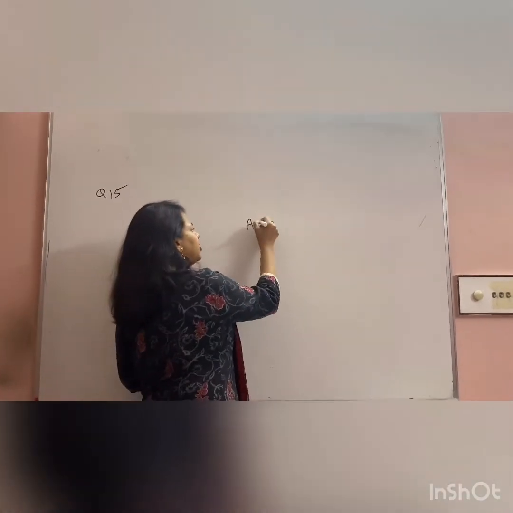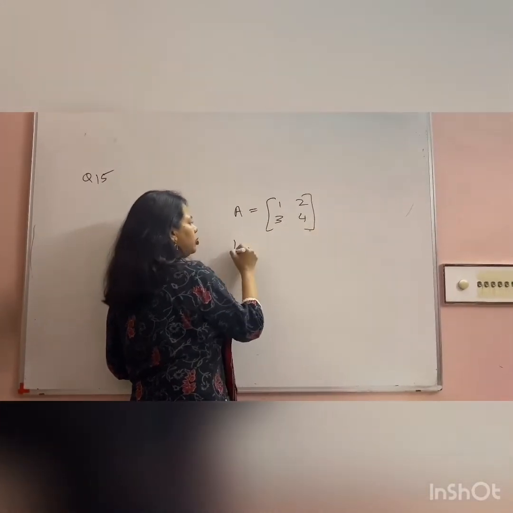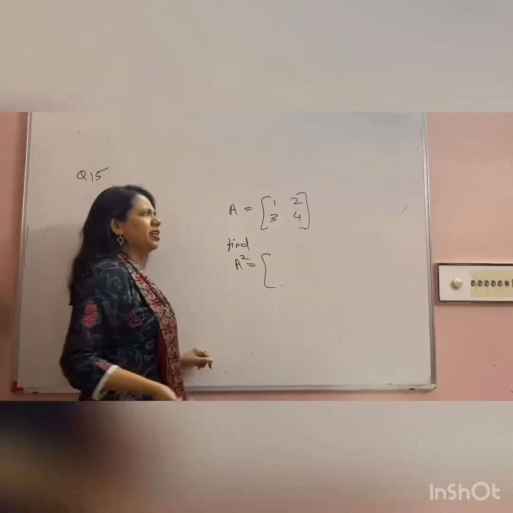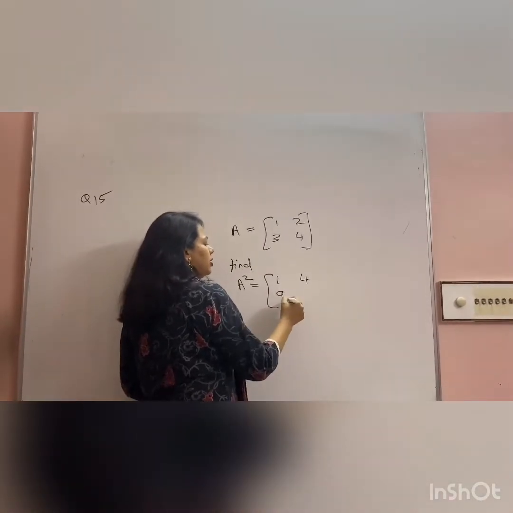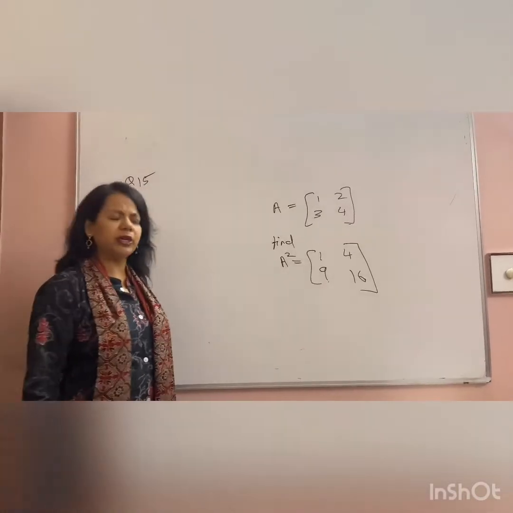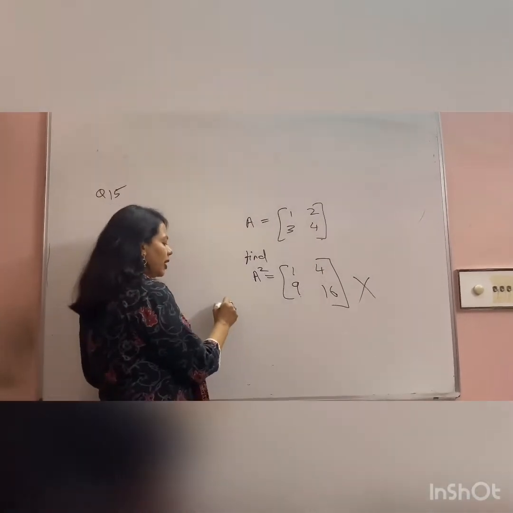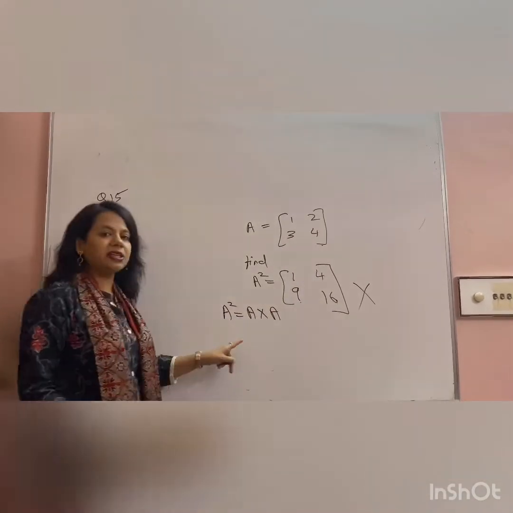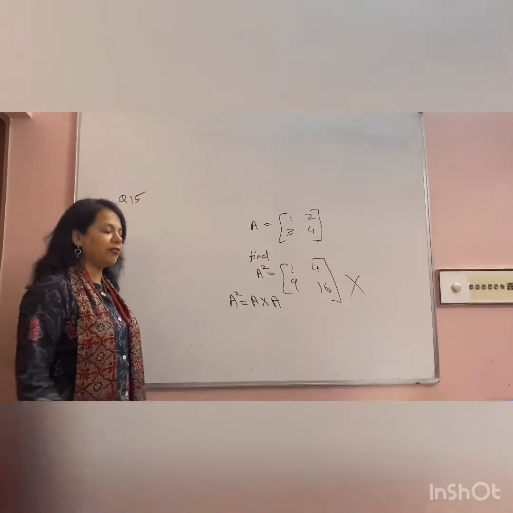If I have a matrix A as 1, 2, 3 and 4, and I tell you to find A square, you would simply square each element. It is 1, 4, 9 and 16. This is an obvious answer that all of you would give me. But I am sorry, this is wrong. Why? A square is A into A. It is matrix A multiplied by matrix A. It is not the square of every element.